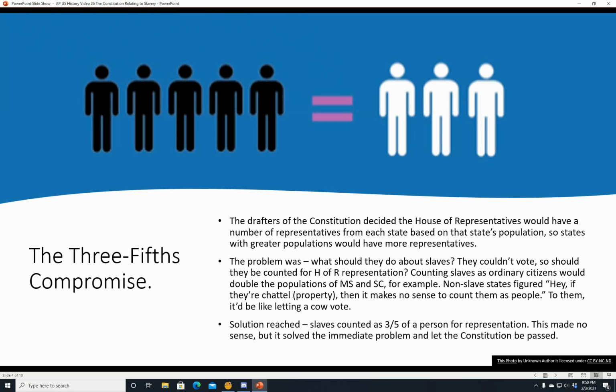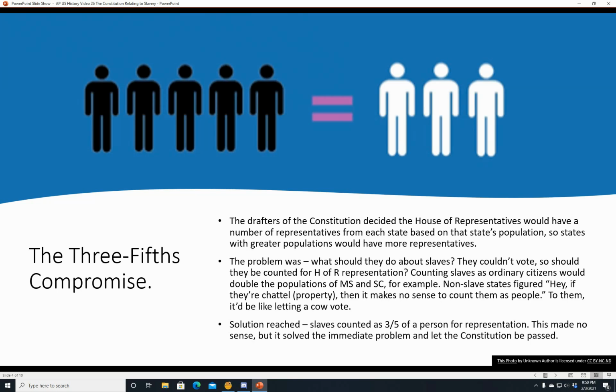The temporary workaround was the 3/5 compromise. The drafters of the Constitution decided the House of Representatives would have a number of representatives from each state based on that state's population, so states with greater populations would have more representatives in the House of Representatives. The problem was, what did they do about slaves? Slaves couldn't vote, so should they be counted for House of Representatives representation?